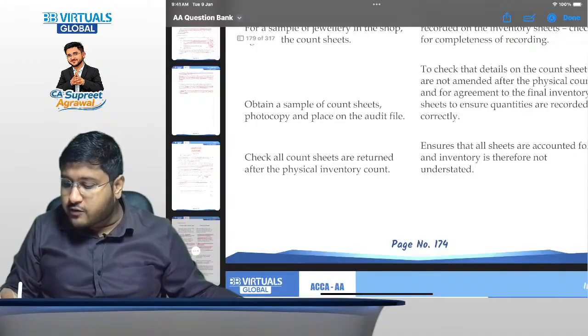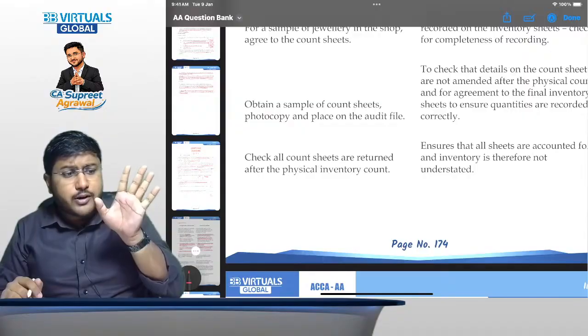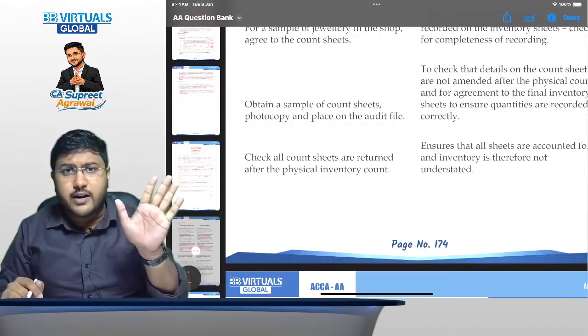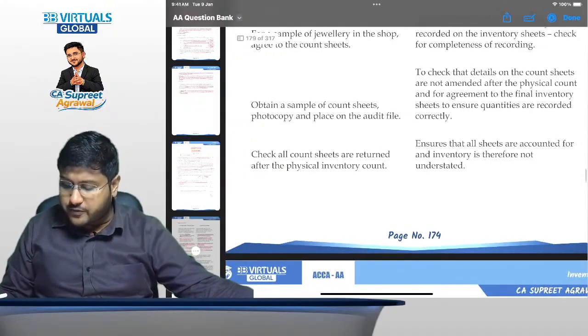Obtain a sample of count sheets, photocopy and place on the audit file also, showing how the count has been done by the management. This is the proof that we have taken. It is to check that details on the count sheets are not amended after the physical count.